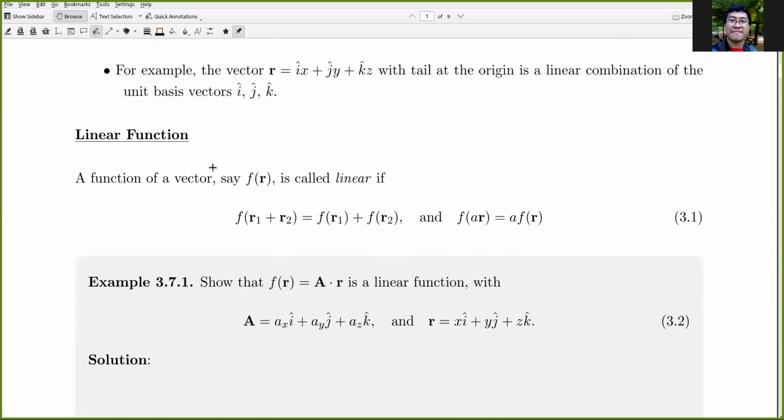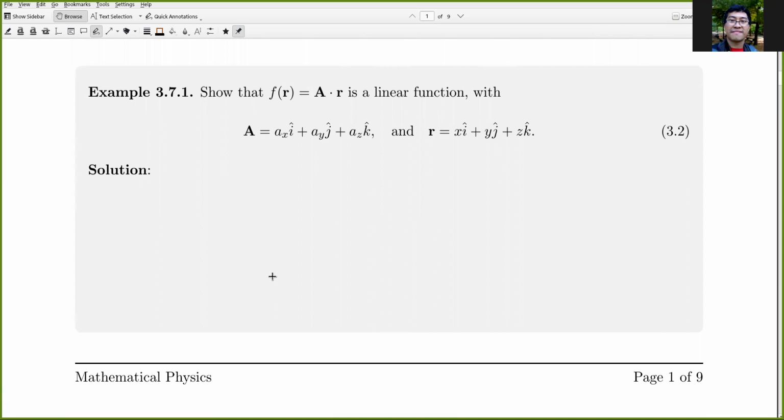A function is said to be linear if, for a function f of r, when you replace r by r1 plus r2, it is equal to f of r1 plus f of r2. And if you multiply the argument r by a, then the function of that quantity is just equal to a times the function of r. For example, show that f of r equals A dot r. A is this vector, r is this position vector.